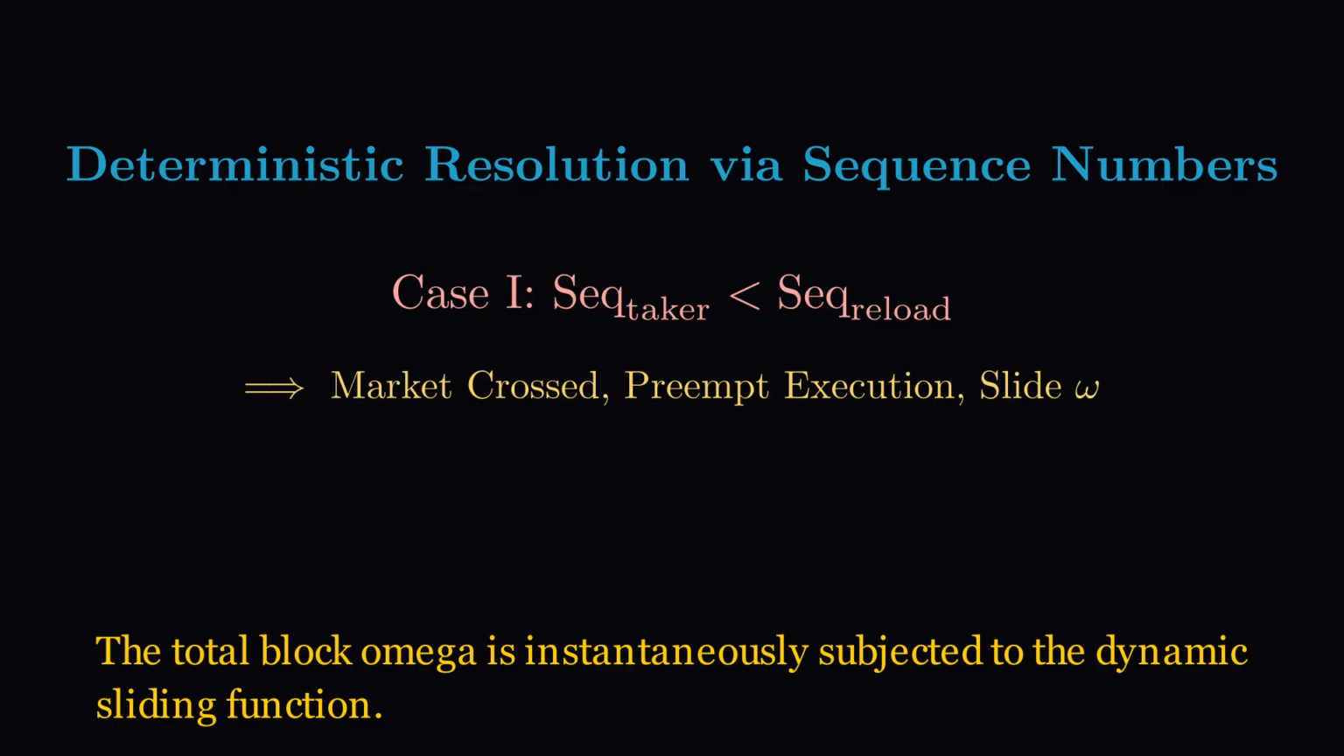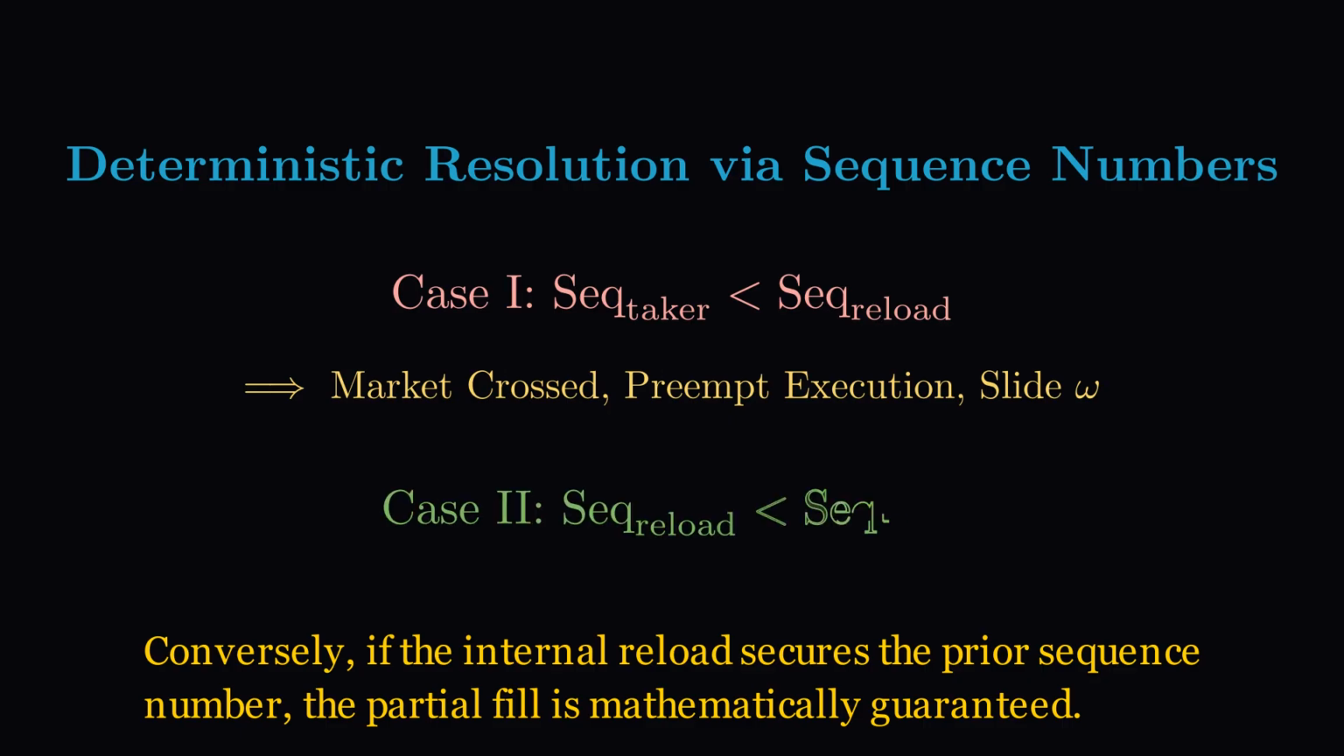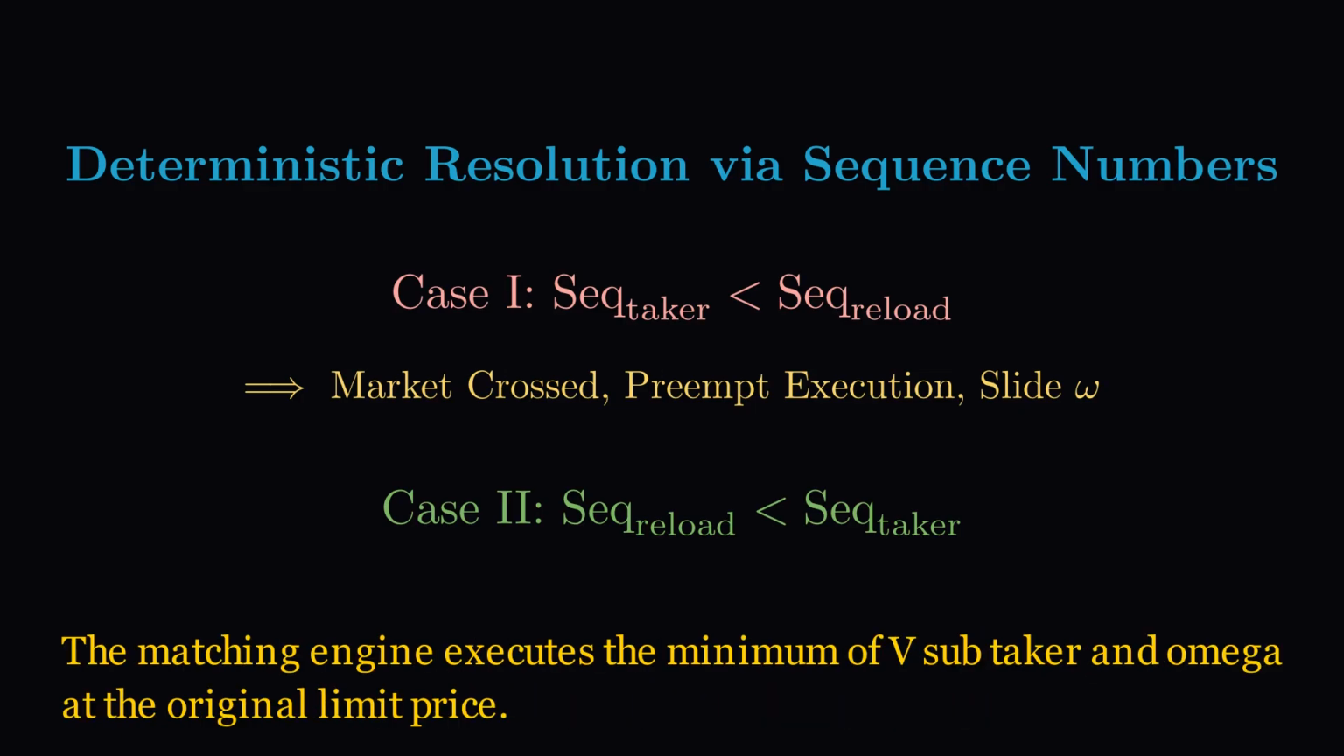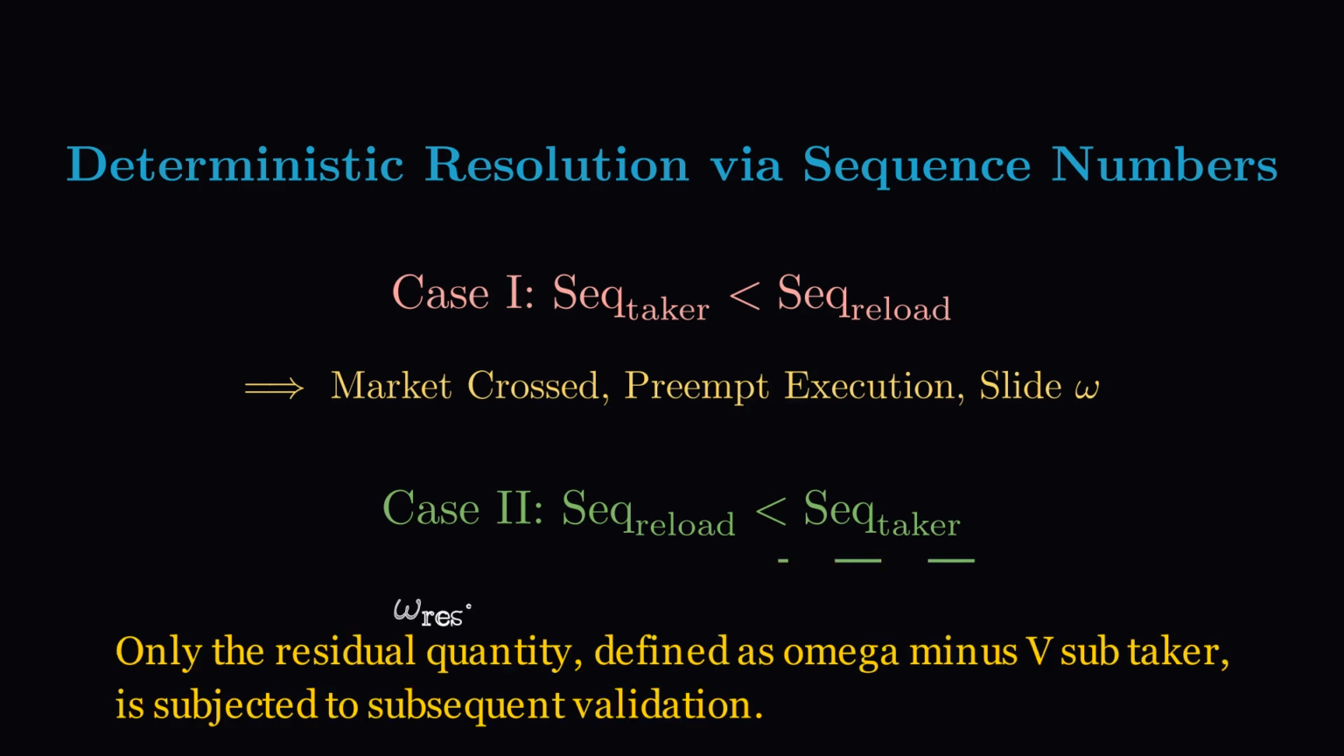The total block omega is instantaneously subjected to the dynamic sliding function. Conversely, if the internal reload secures the prior sequence number, the partial fill is mathematically guaranteed. The matching engine executes the minimum of V sub taker and omega at the original limit price. Only the residual quantity, defined as omega minus V sub taker, is subjected to subsequent validation.